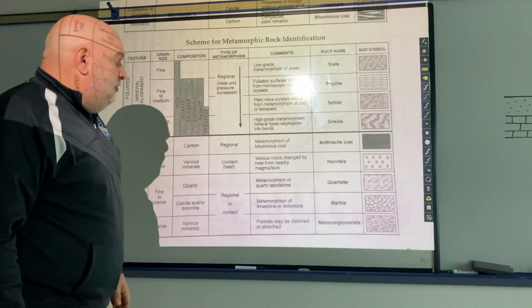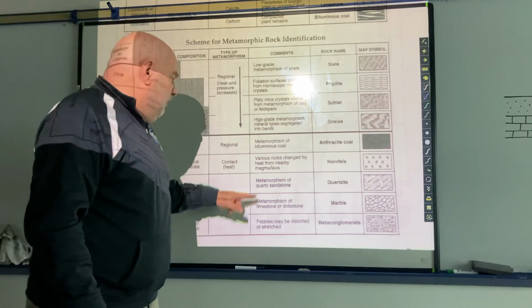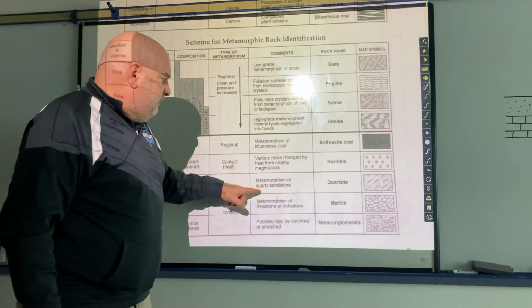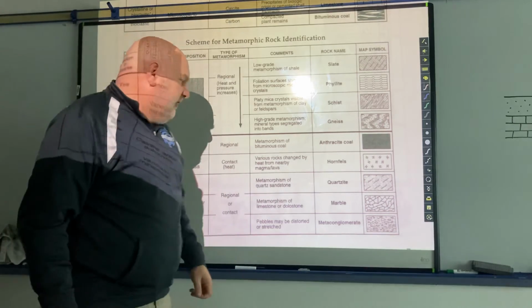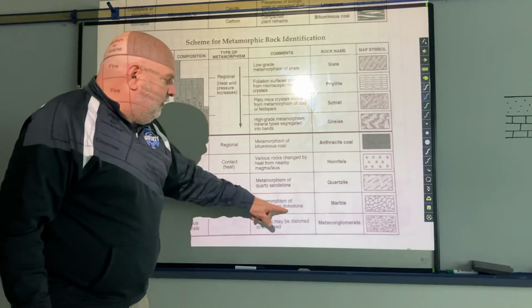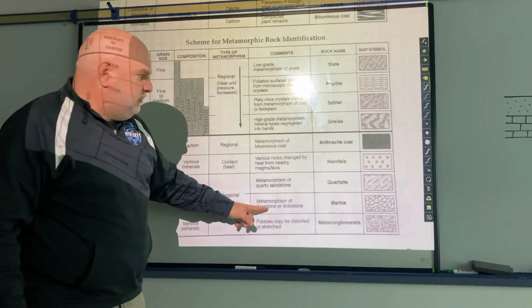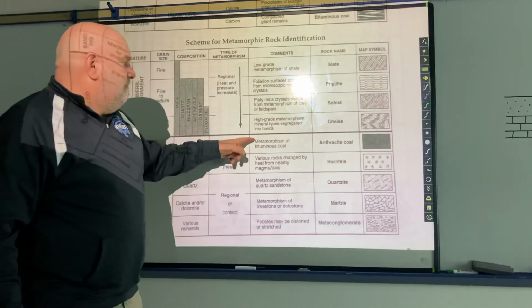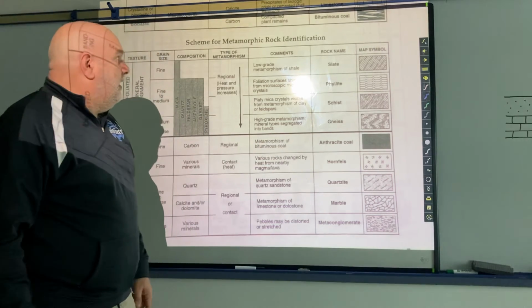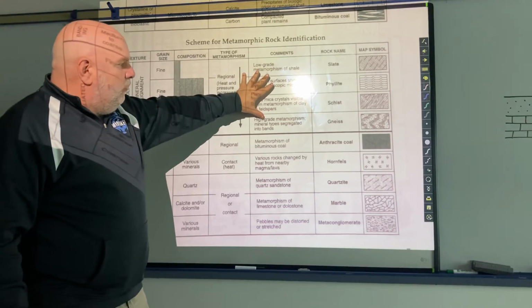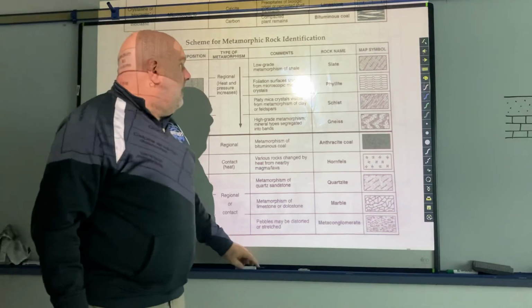So some of the things it tells you is what turns into what. So metamorphism of quartz sandstone. If I have sandstone exposed to heat and pressure, it turns into quartzite. Metamorphism of limestone or dolostone. If I had limestone exposed to heat and pressure, it turns into marble. Metamorphism of bituminous coal turns into anthracite coal. All right. Now up here, it works a little bit differently though.